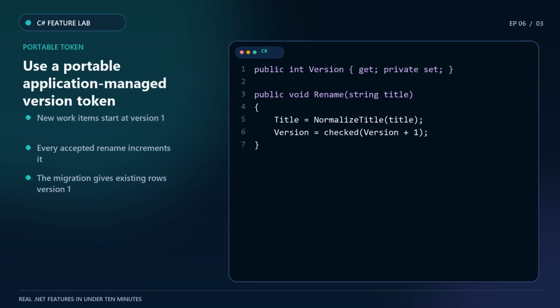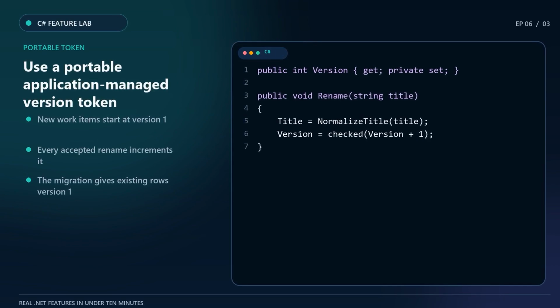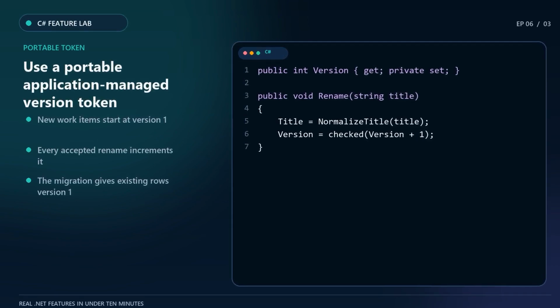The work item gains an integer version. New items start at 1, and every accepted rename advances it inside the domain method. The checked addition prevents a theoretical overflow from wrapping silently. In the EF model, version is required and marked as a concurrency token. The generated migration adds the column and backfills existing rows with 1, so old records have a usable token immediately.